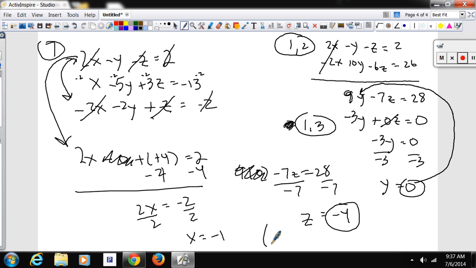So you're going to put it in the right order, negative 1, 0, and negative 4. That would be your answer for 7. So you're going to need to combine 1 and 2 to get an answer. Combine 1 and 3 to get an answer. Try to eliminate a variable from there and then solve for one of them.